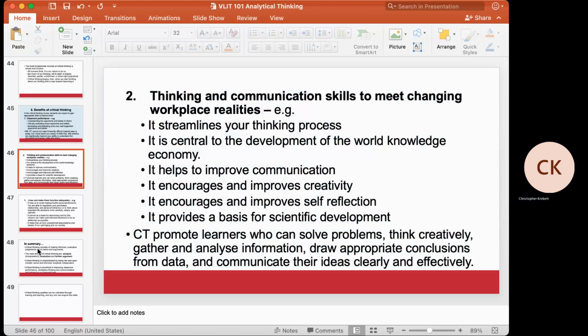Number two, critical thinking also improves your thinking and communication skills to meet changing workplace realities. Gone are the days when you finished university, had a certificate, and could easily secure a job. Those days are gone. Today, the world economy has moved on to a certain level. It's okay, let's team up together, work together. That is why you have associations being formed on a daily basis.